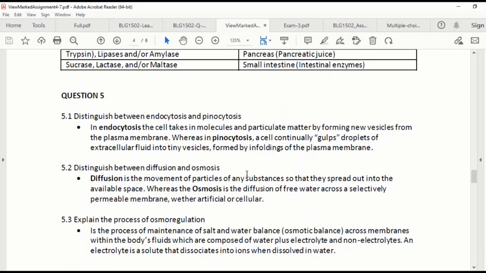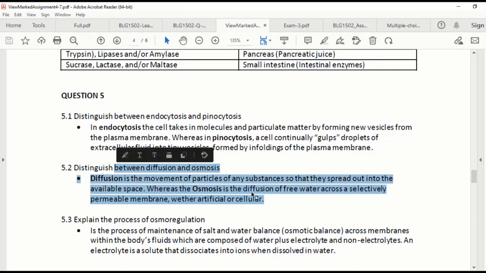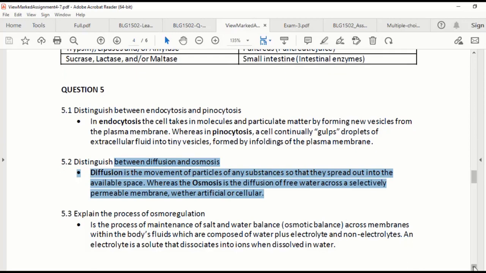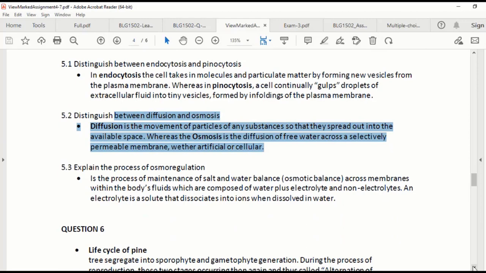Diffusion is the movement of particles of any substance so that they spread out into the available space, whereas osmosis, on the other hand, is the diffusion of free water across a selectively permeable membrane, whether artificial or in a cellular manner. Explain also the process of osmoregulation. Osmoregulation is the process of the maintenance of salt and water balance, which is called osmotic balance.